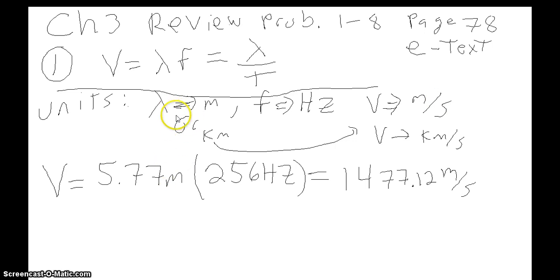Sometimes the wavelength is given to you in kilometers. If that's the case, the velocity will be in kilometers per second. So in this particular instance, it's very, very simple. They gave us a wavelength, lambda, of 5.77 meters, and the frequency was 256 hertz. And remember, this is sound, so it's traveling much slower than the speed of light. So this one's traveling at 1,477.12 meters per second.